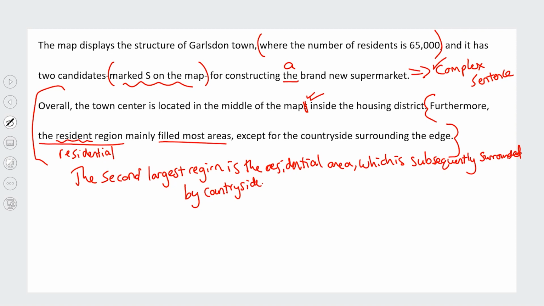So I think what this candidate has done is okay. This last sentence is a little bit odd, just because what they're doing is odd, describing the map like a painting or like a drawing.